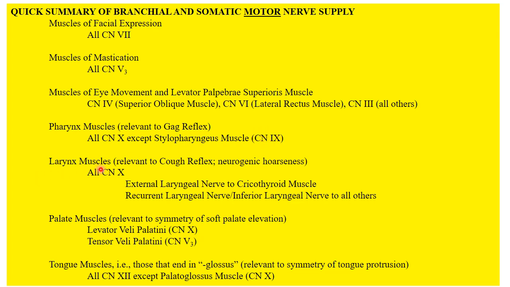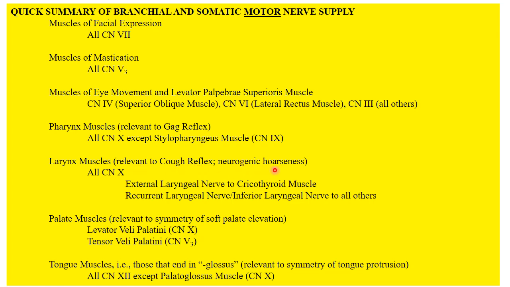Okay, larynx, well, it's all 10, but you do need to know the branches. External laryngeal nerve supplies the cricothyroid muscle, that one single muscle of the larynx that's on the outside, the tensor of the vocal cords. All the other muscles are supplied by the recurrent laryngeal nerve / inferior laryngeal nerve. So you need to know the branches. These 2 branches are going to be motor, but it's all 10 ultimately. This is relevant to the cough reflex. Again, anything that gets into the larynx and touches its mucosa is going to induce a cough. This would be part of the efferent limb of the cough reflex.